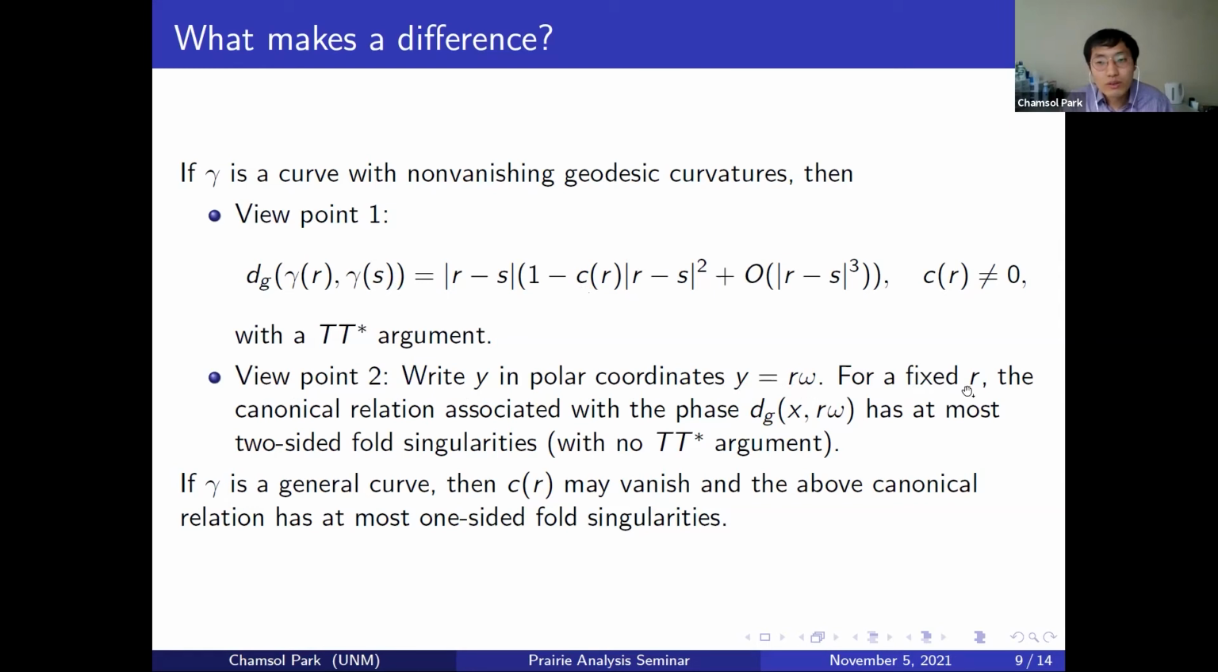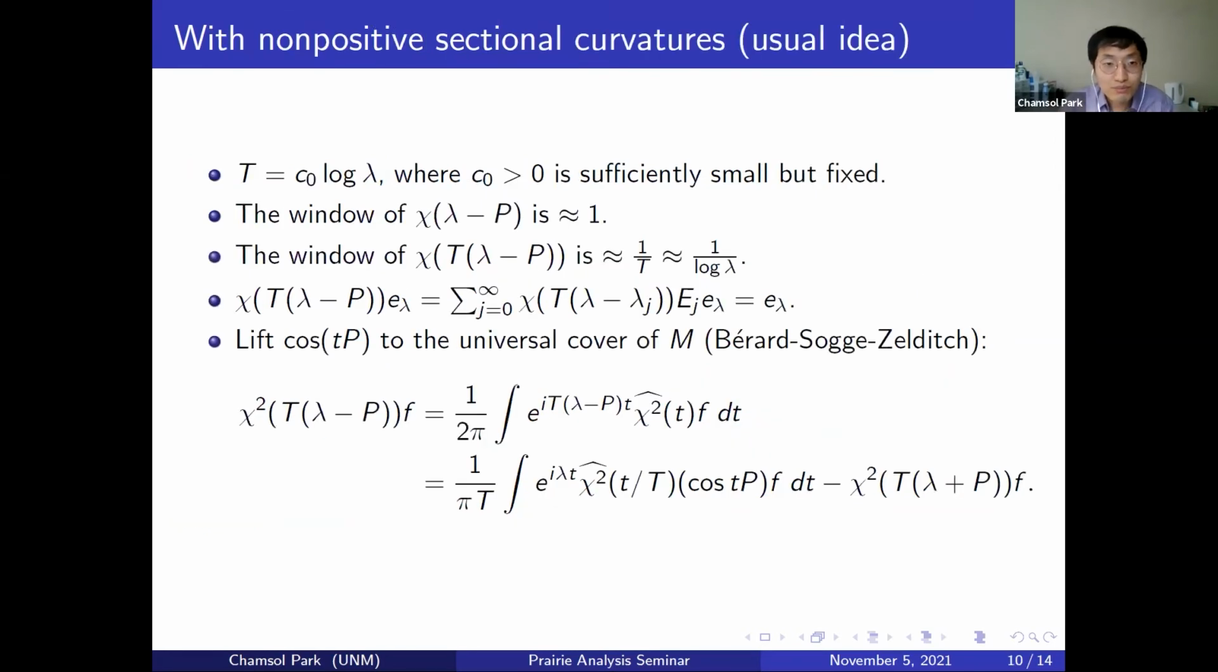So with fixed R, they thought that the canonical relation associated with the phase depending on X and omega has at most two-sided folding singularity. In general case, this C of R may be vanishing, and this canonical relation has at most one-sided folding singularity. So they are different from each other, and that makes a difference in their argument.